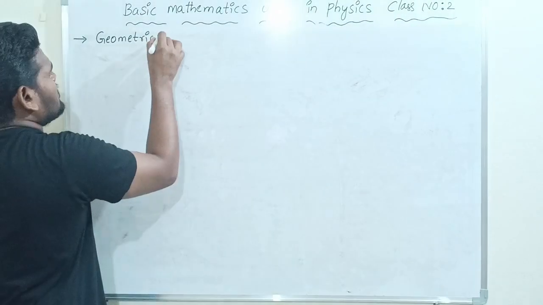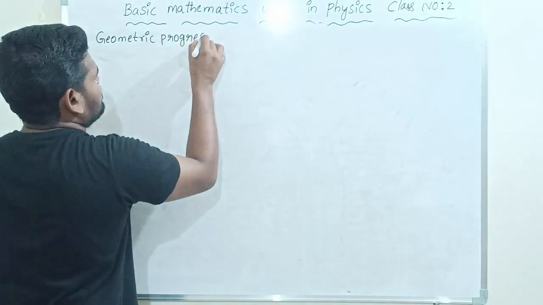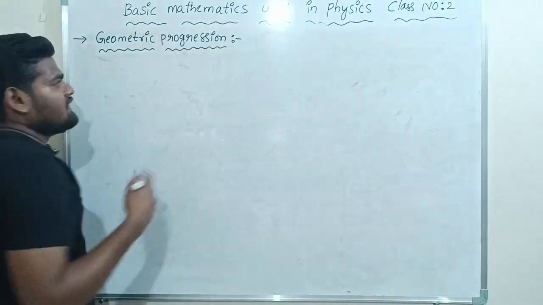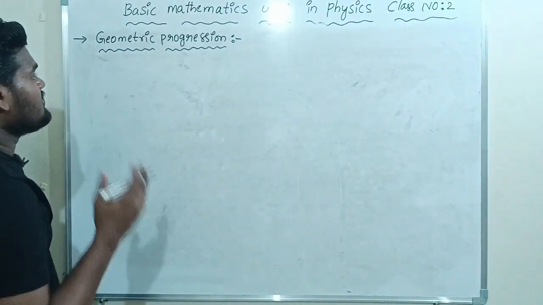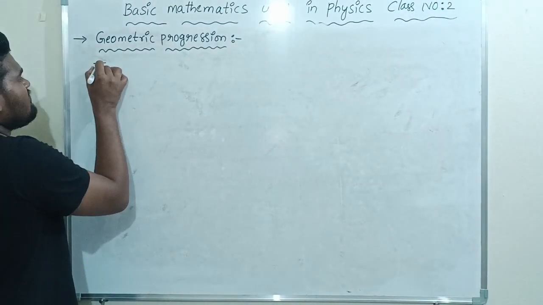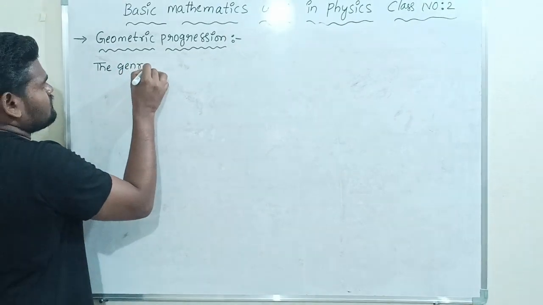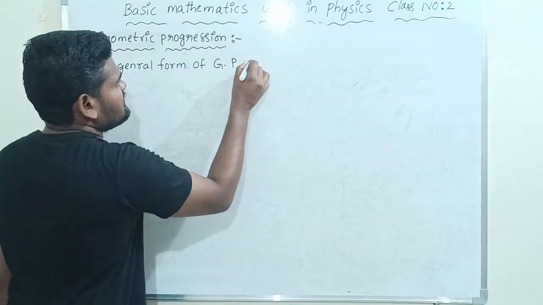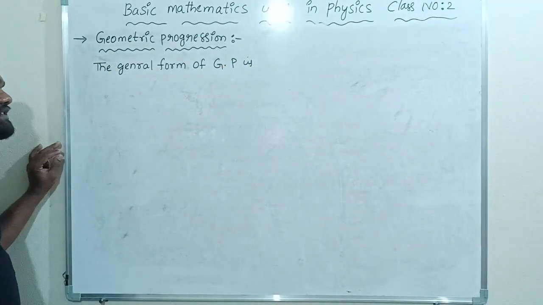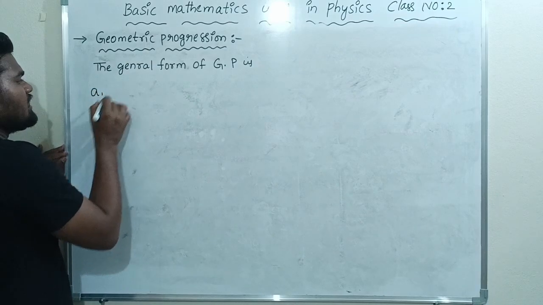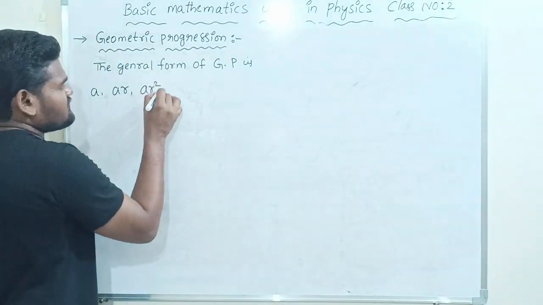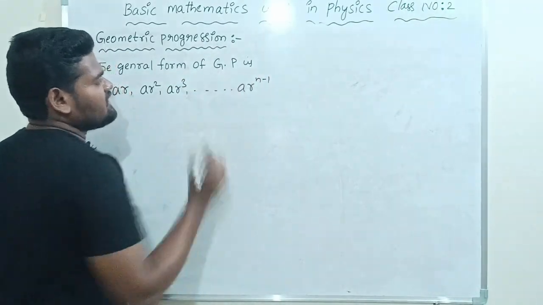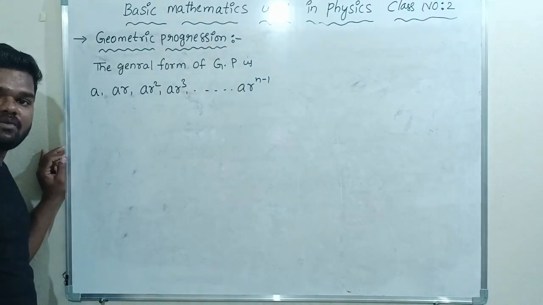Geometric progression. Directly, I'm going to write the general form of geometric progression. The general form of geometric progression, GP, is nothing but what? A, AR, AR square, AR cube, and so on, AR power n minus 1. This is the general form of geometric progression.